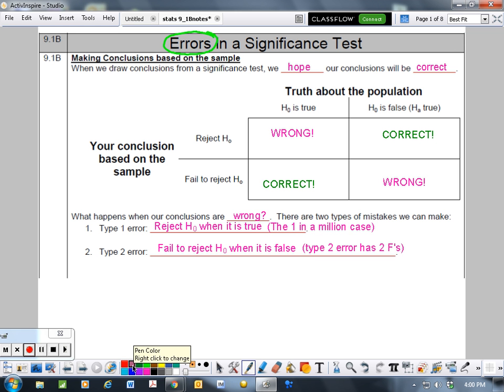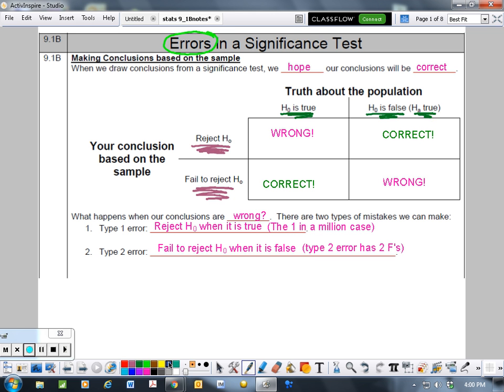When we're doing a significance test, we have two options: either we reject H0 or we fail to reject H0. And we compare that to what's really true. Is H0 true, or is H0 false, which means our HA is true? So we've got two different things here.